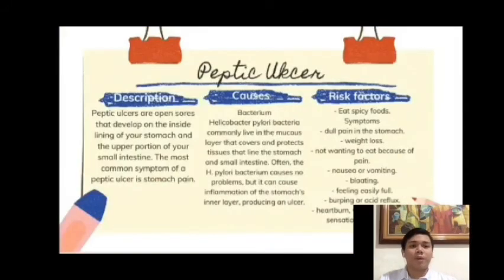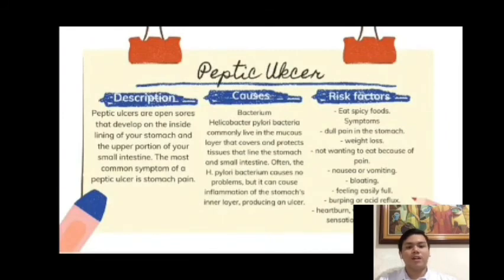So what are peptic ulcers? Peptic ulcers are open sores that develop on the inside lining of your stomach and the upper portion of your small intestine. So the most common symptom of a peptic ulcer is stomach pain. It occurs when acid in the digestive tract eats away the inner surfaces of the stomach or the small intestine. The acid can create a painful open sore that may bleed.